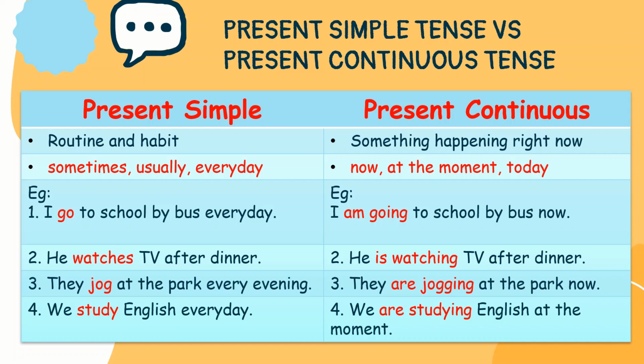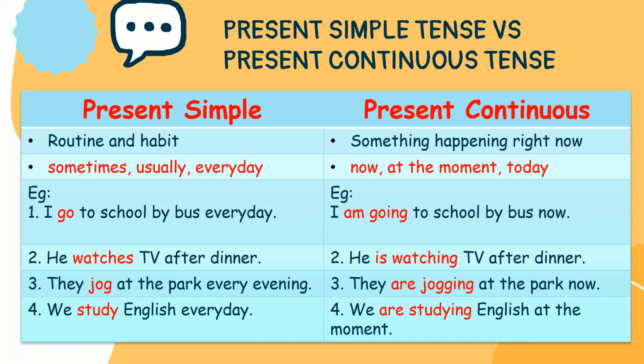Now, let's look at present continuous tense. So present continuous is something that is happening right now. The action shows that it is happening at the moment, it is happening now, or it is happening today. So these are the keywords: now, at the moment, and today. For example, I am going to school by bus now. If you remember, the rule for present continuous tense is you must use the be verb, which is is, are, or am, plus the verb that ends with ing.